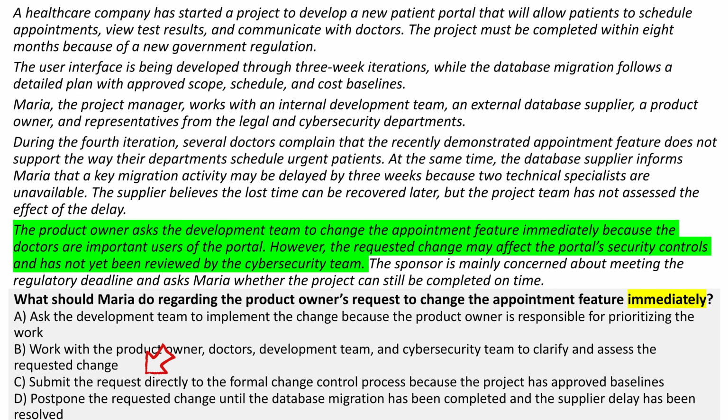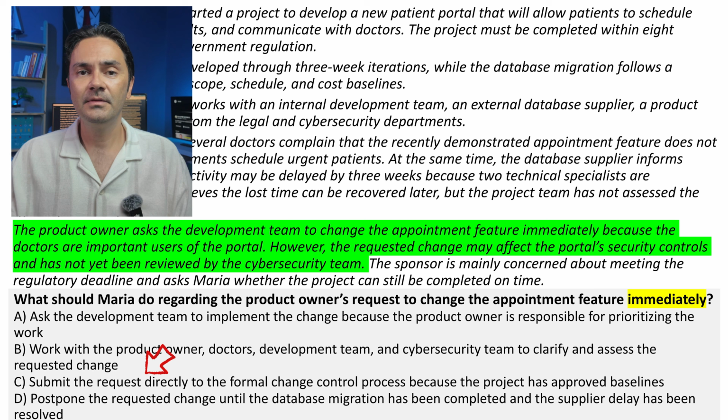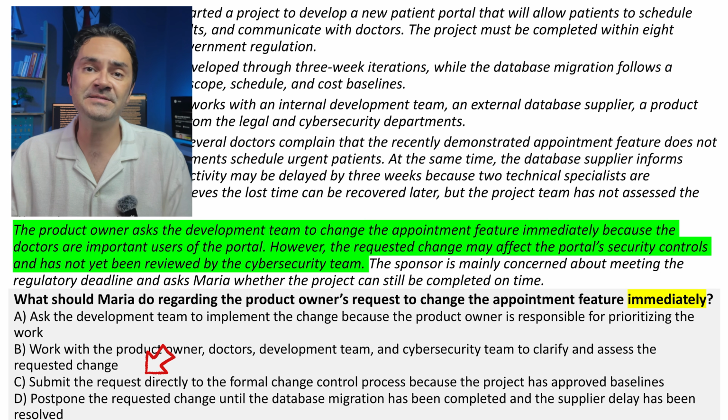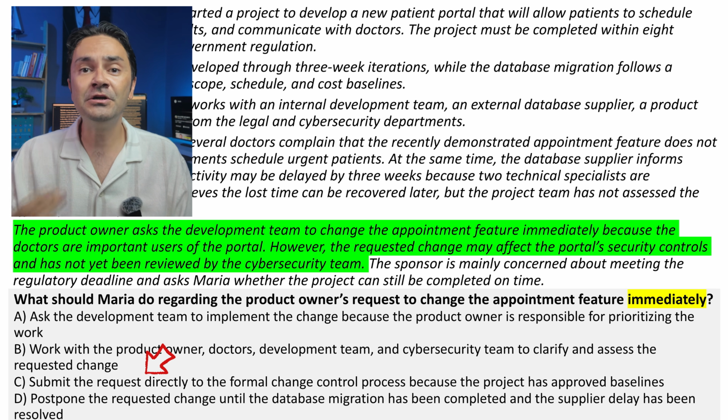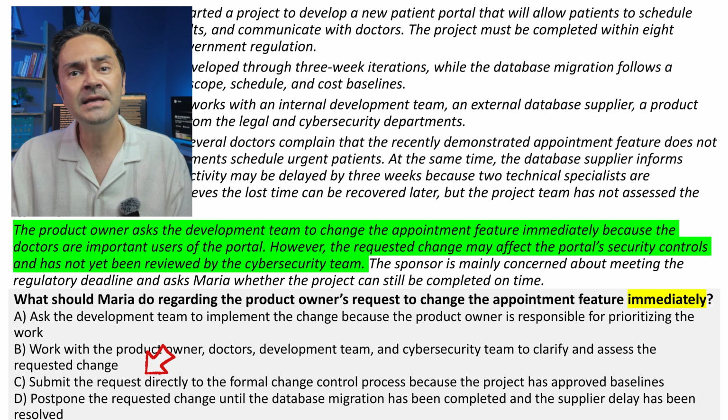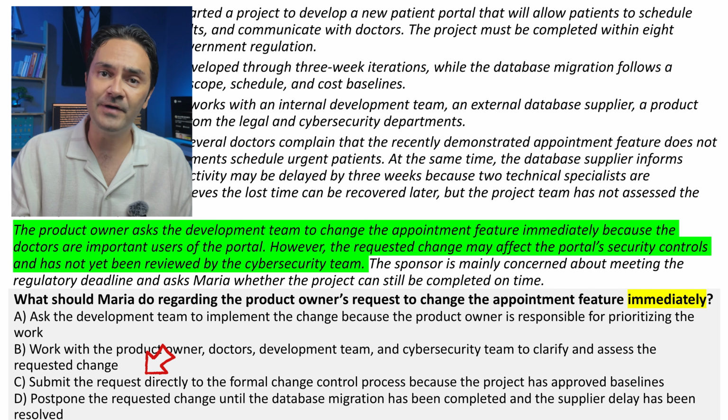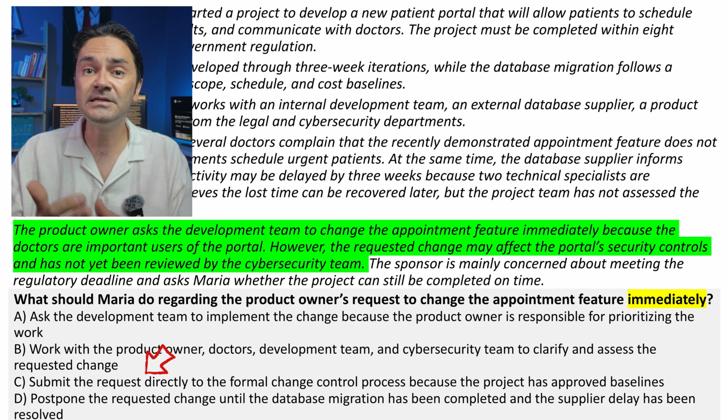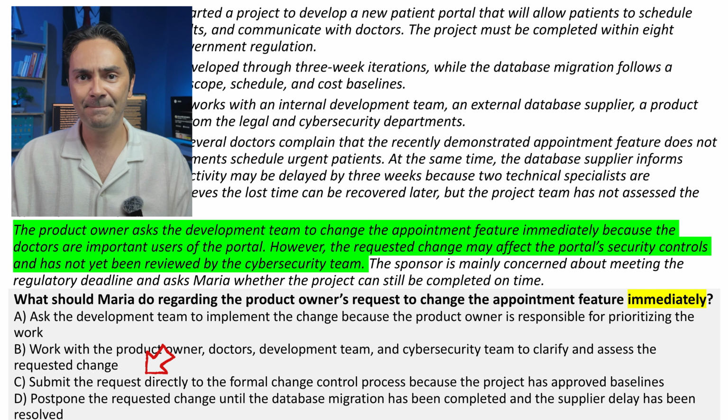Option C recommends submitting the request directly to the formal change control process. This may seem reasonable because part of the project has approved baselines. However, this feature belongs to the user interface, which is being developed through iterations. The team should first clarify, assess, and prioritize the request within that environment.